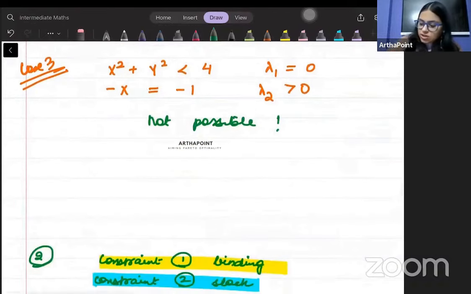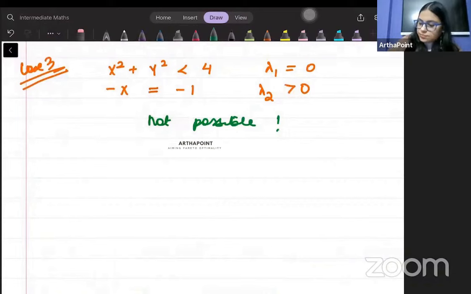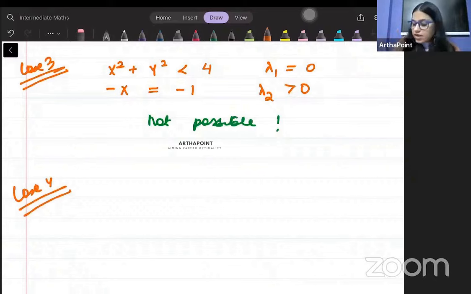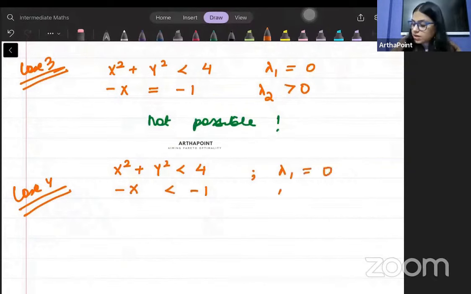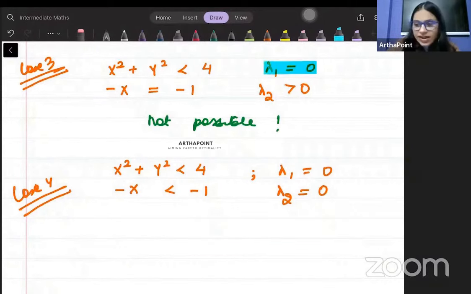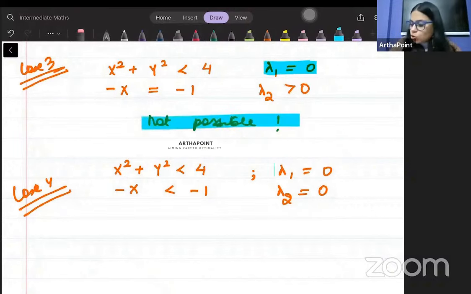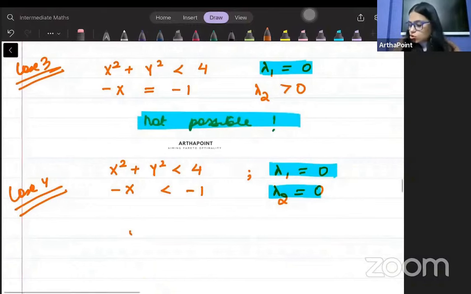अब हम last case लेंगे बच्चा. So case number 4. I hope all of you have done these kind of questions. Very important from exam point of view. So beta, case 4 will be when both constraints are non-binding. So x square plus y square is less than 4 and minus x is less than -1. It means both the Lagrange multipliers will be equal to 0. But beta जब Lagrange multiplier 1 ही 0 था, I have got a contradiction. तो अगर दोनों भी 0 हो जाएंगे तो भी contradiction ही रहेगा, क्योंकि वो contradiction तो अभी भी है ही. So this is also not possible.